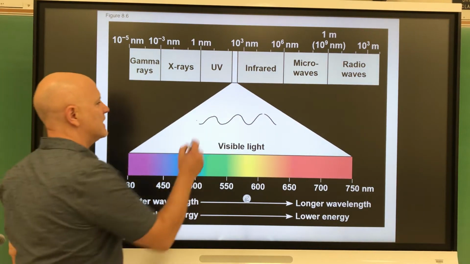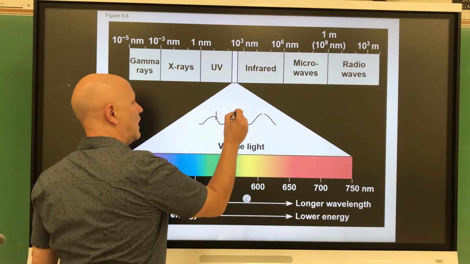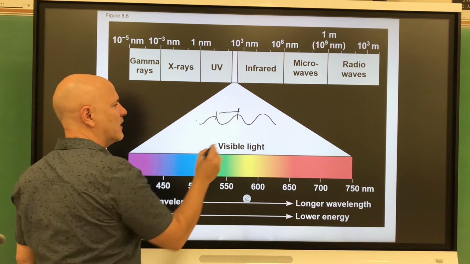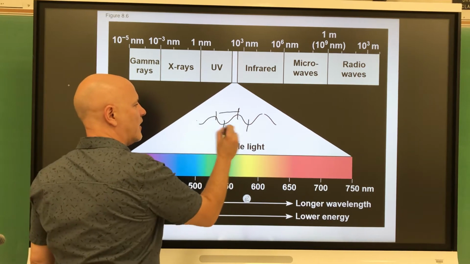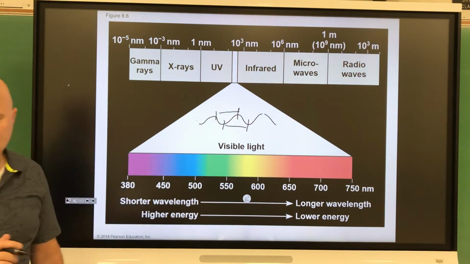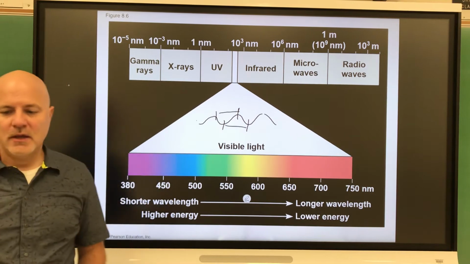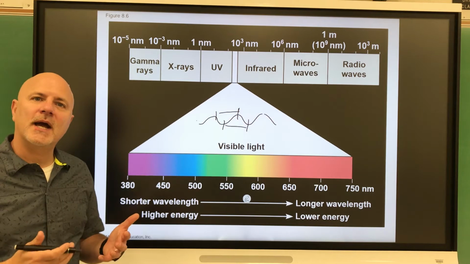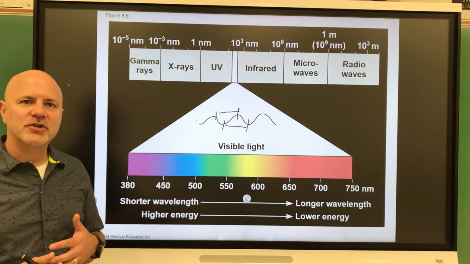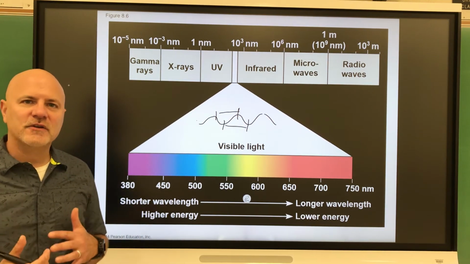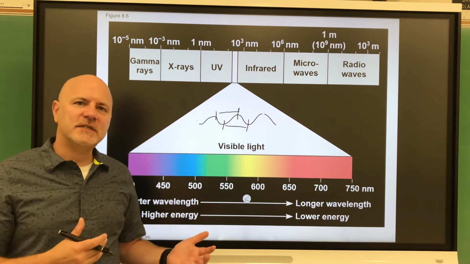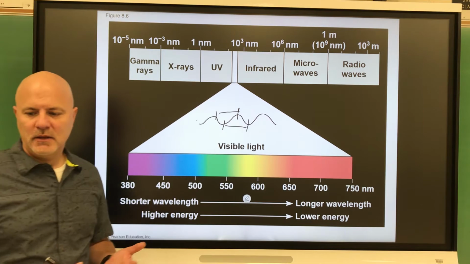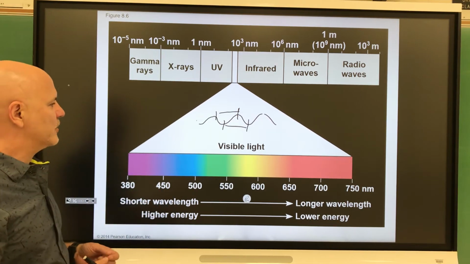Now, wavelength is the distance between one of these crests to another crest here. So that's one wavelength. You could also measure it from trough to trough, so that would be another wavelength as well. Okay, so that's one of the ways in which we characterize this electromagnetic energy, by its wavelength, and another is by its frequency. So frequency is how many waves occur per second. Okay, so how many wavelengths occur per second.